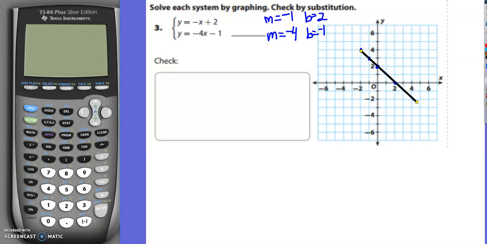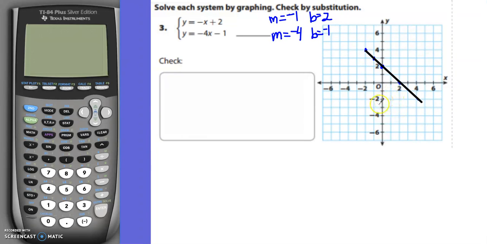Alright, let's do the second line. On the second line, we're going to start at negative 1, and then we are going to go down 4, to the right 1. Then we're going to do the opposite of that. We're going to go up 4, and we're going to go to the left 1. Alright, so we're going to connect the dots.